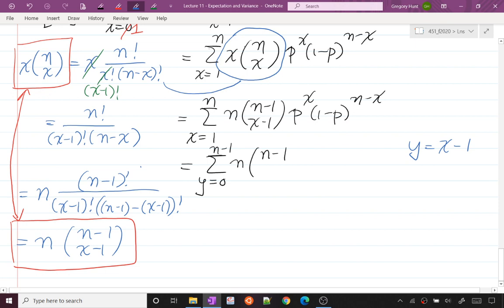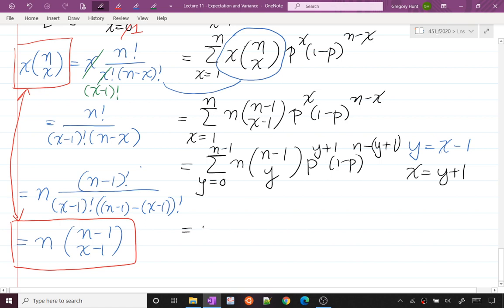Now it's a sum of y goes 0, right? When x is 1, y is 0. When x is n, y is n minus 1. N minus 1, choose y. Now, correctly, we have p to the y plus 1, because x is of course y plus 1. So we have p to the y plus 1, and we have 1 minus p to the n minus x, which is n minus y plus 1. We can even write it like this if you want. N minus y plus 1. Same thing. Okay. So where are we going with this?